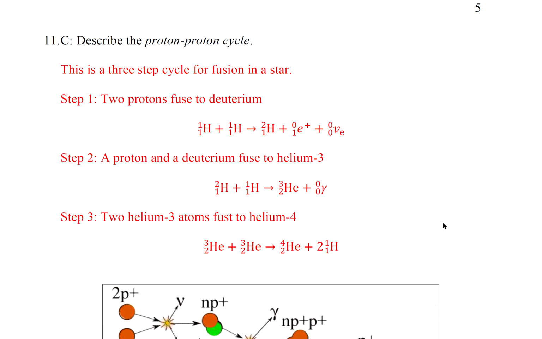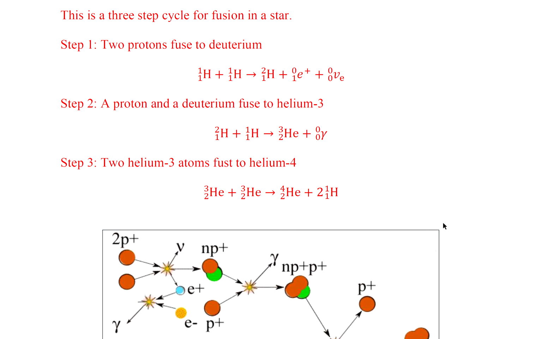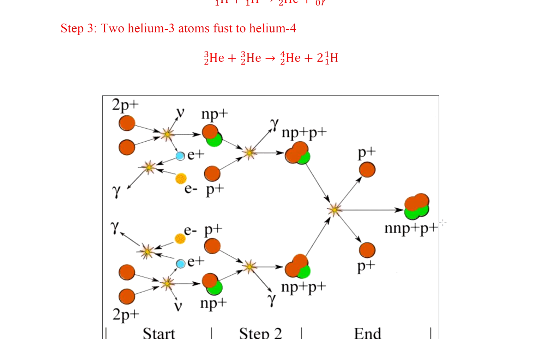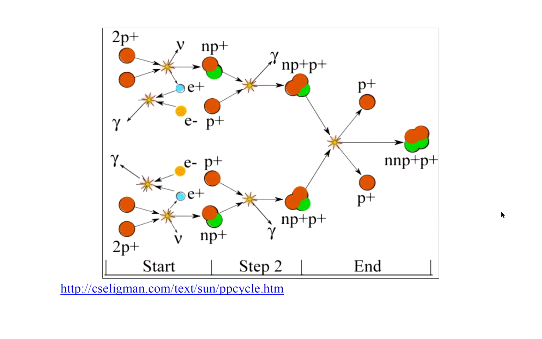Question 11. Describe the proton-proton cycle. So this is a 3-step cycle for fusion in a star. So take a look at step 1, 2, and 3. So this is an image of the proton-proton cycle.